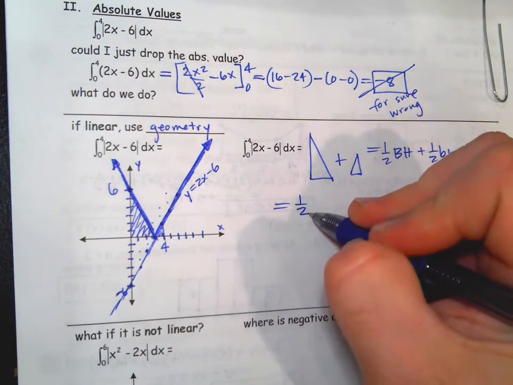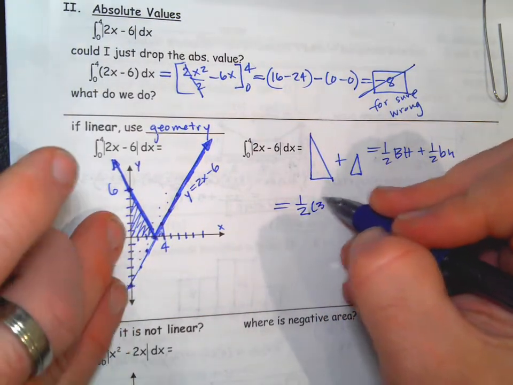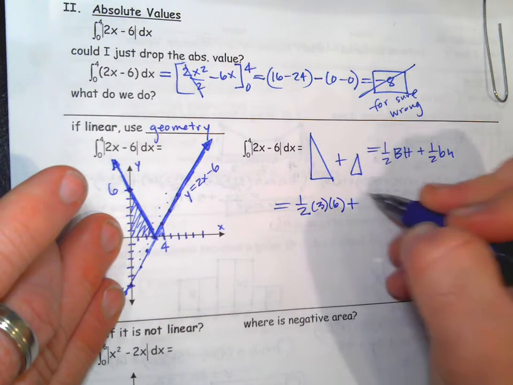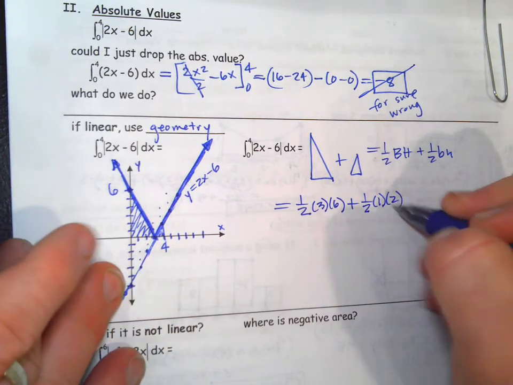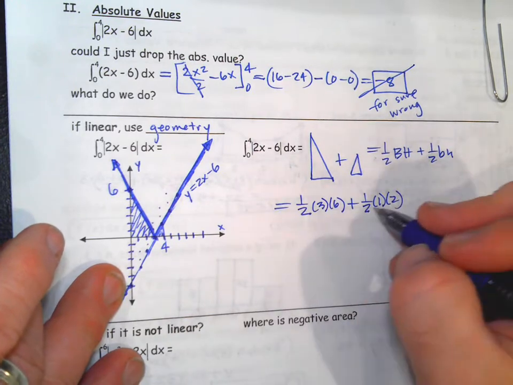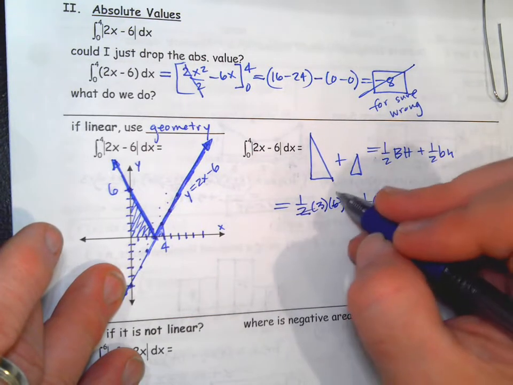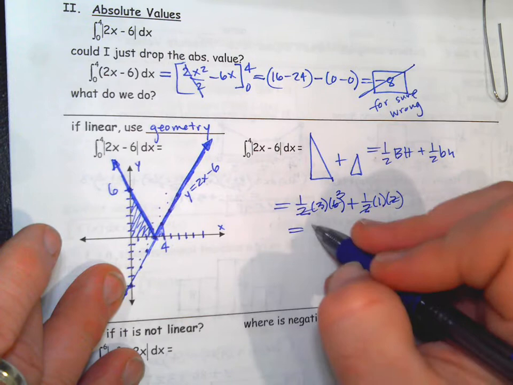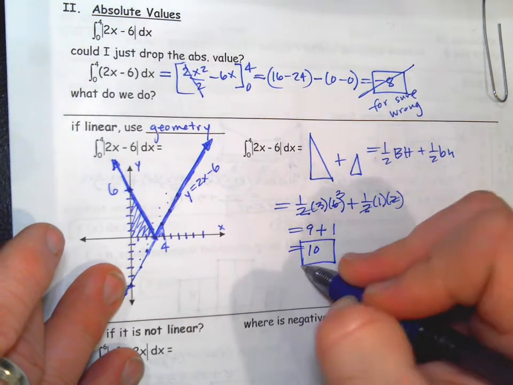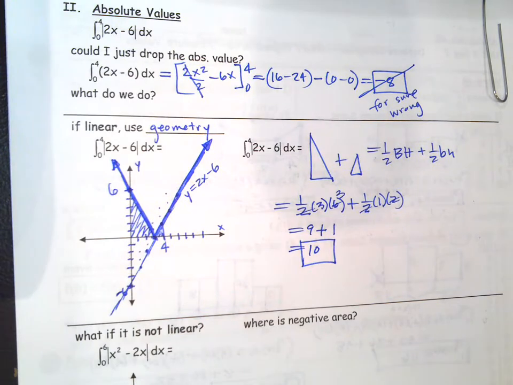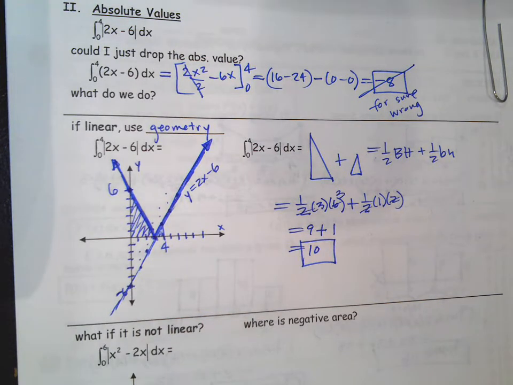And that's fine. The base of the first one is 3. The height is 6. The base of the next one is 1. The height is 2 based off the slope of up 2 over 1, right? And so we get 9 plus 1 is 10. So that is the right answer. And that is an option that you could use on your next test. On the homework tonight, they might tell you to use geometry.